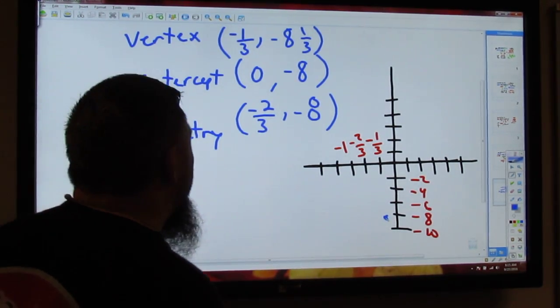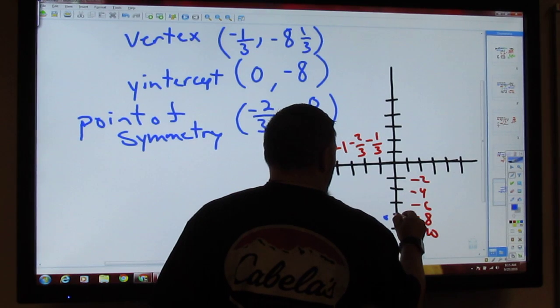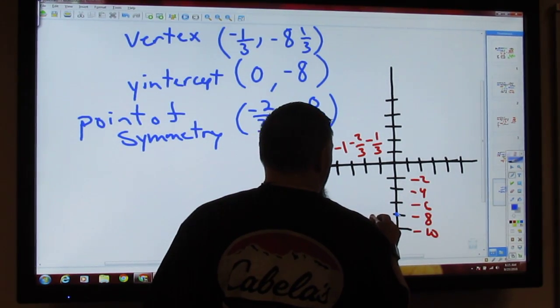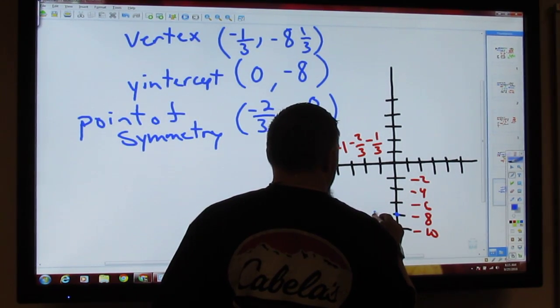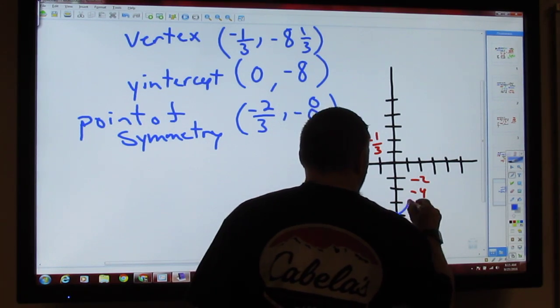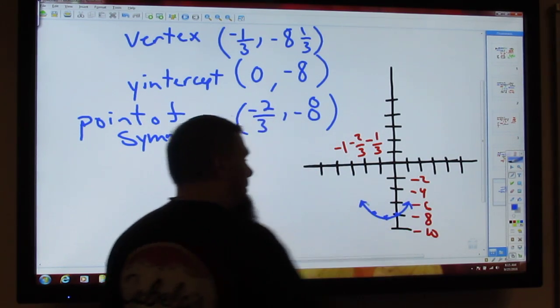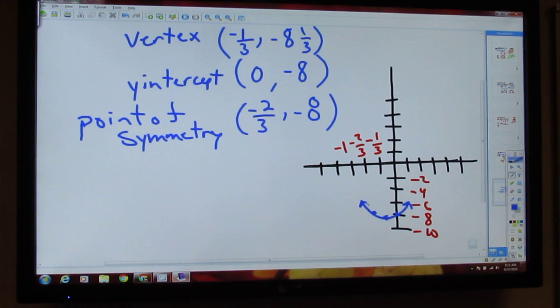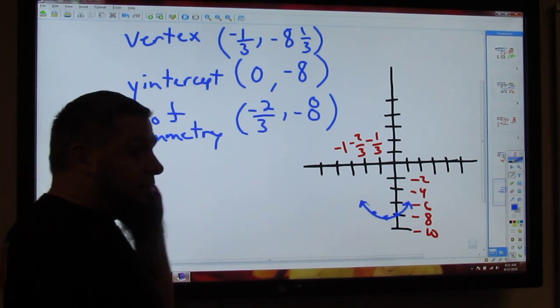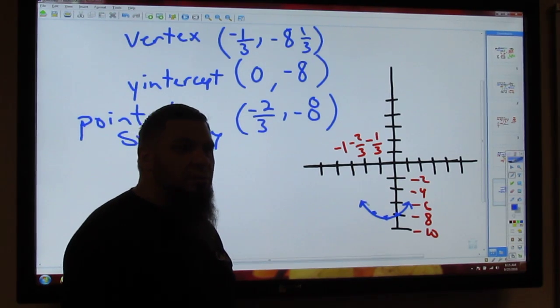My other one is 0, negative 8, right there. My other one is negative 2/3 and negative 8, so it's about right there. And see how these go like this? Not a very good graph, is it? Doesn't tell you a lot. It does tell you that it's a parabola. It does graph it.